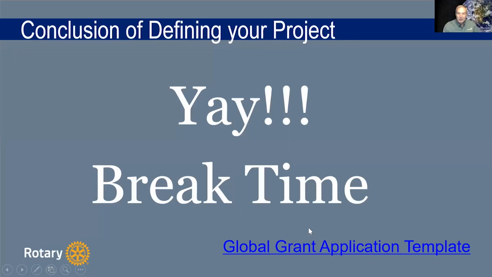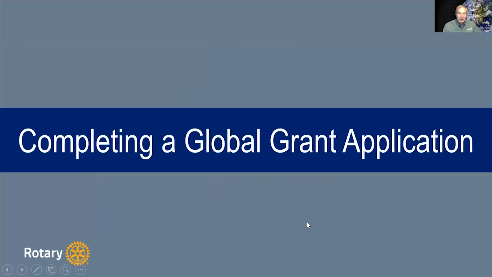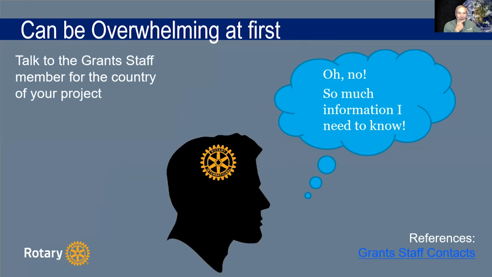Okay, so if you've got the global grant application, we're going to talk about how to complete it. It looks like a lot, but it's a lot of information, and you'll be surprised how much you already have, because we finished part 2, and I'm sure you were taking all kinds of notes as we went through part 2 and you got your project defined.